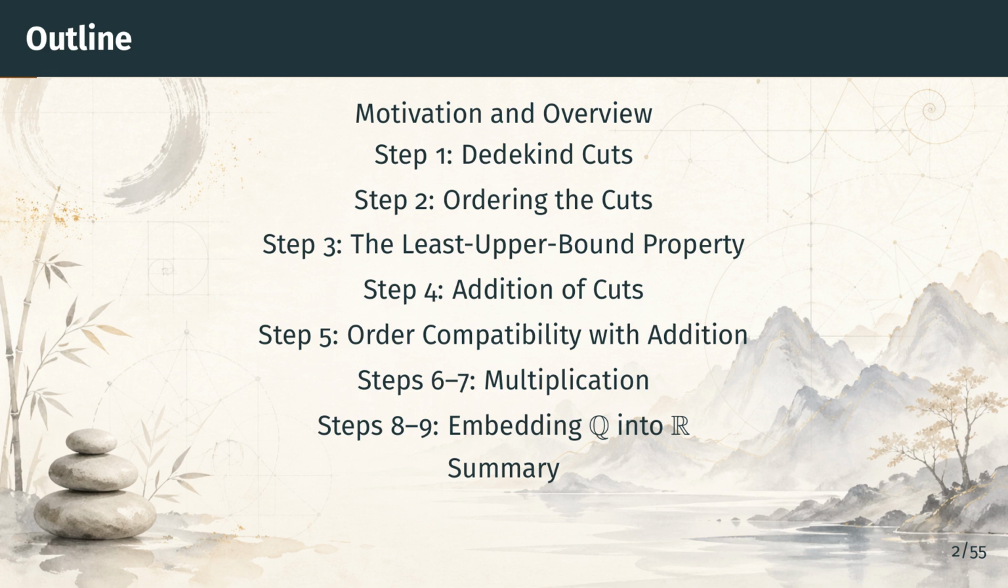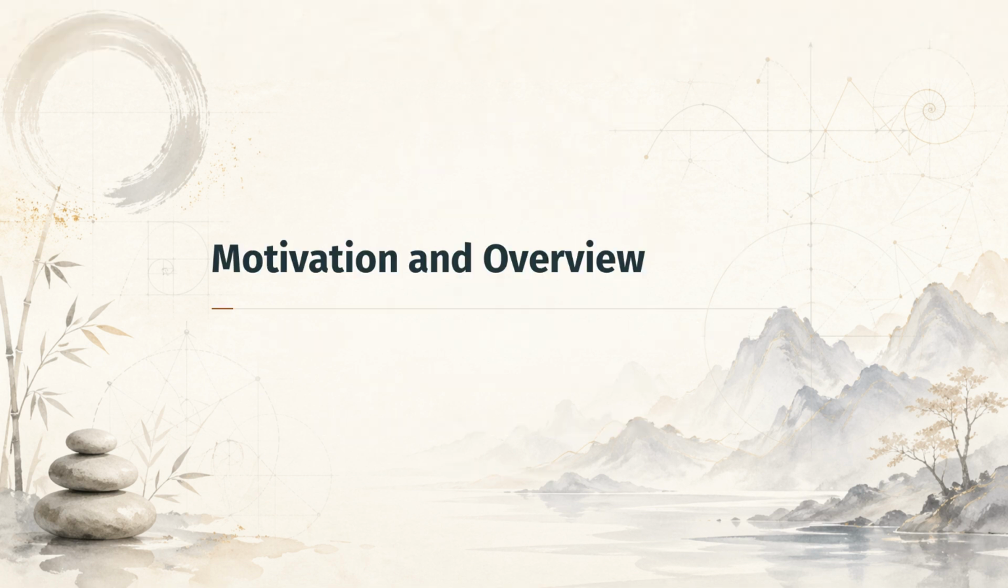Here is the roadmap for this appendix. We will go through the construction in 9 steps, starting with the definition of Dedekind cuts, then building up the order structure, the least upper bound property, addition, multiplication, and finally the embedding of the rationals into the reals. Let's get started.